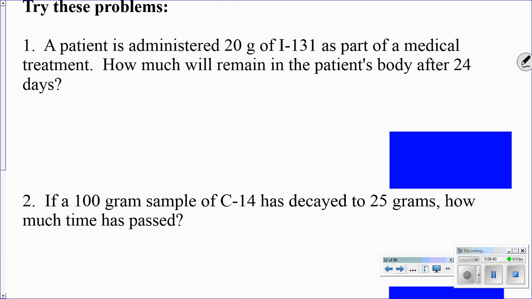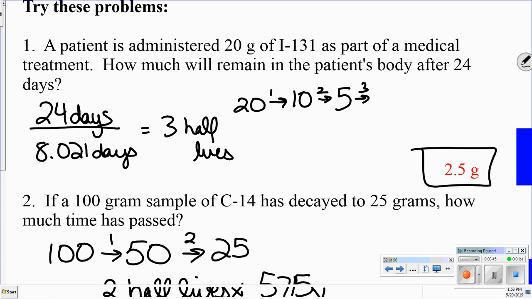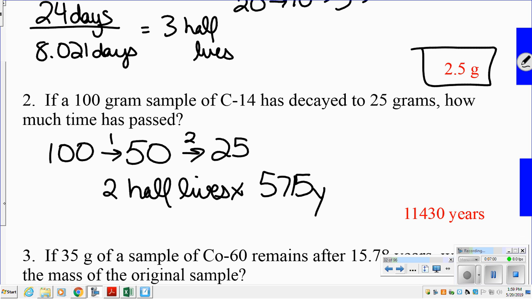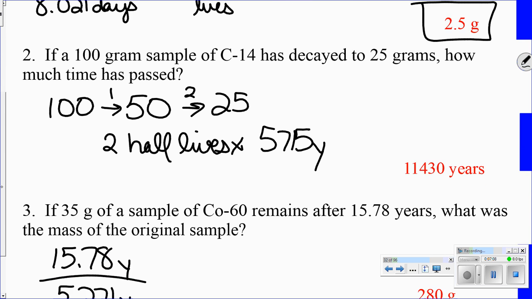So a couple of problems here for you to try. You can pause them and I'll pop the answers up with the work. In the first one, your first step is to figure out that you have 3 half-lives, and then you just chop that in half, 20 to 10, 5 to 2.5. Your second one, you're starting with 100 grams. To decay that down to 25 would be 2 half-lives. You multiply that by the length of the half-life to get 11,430.